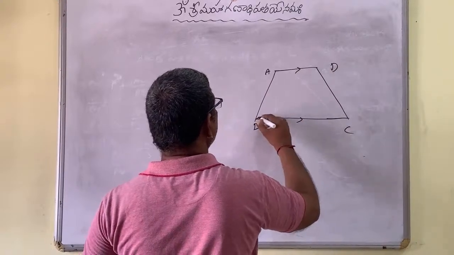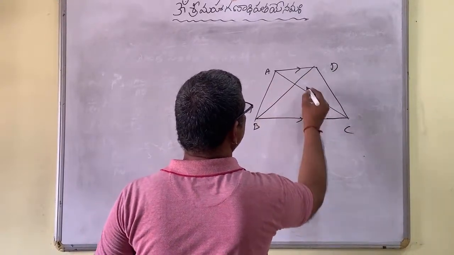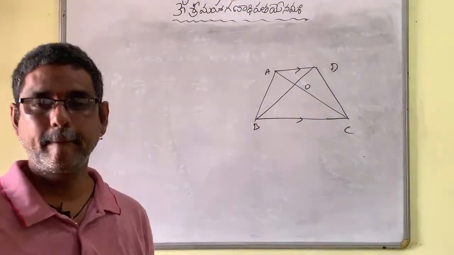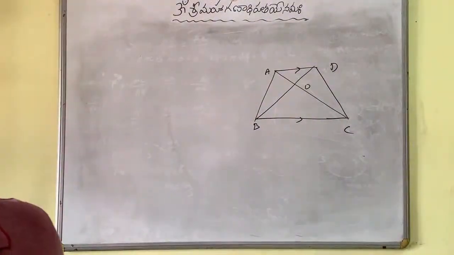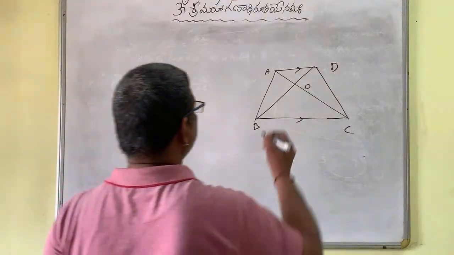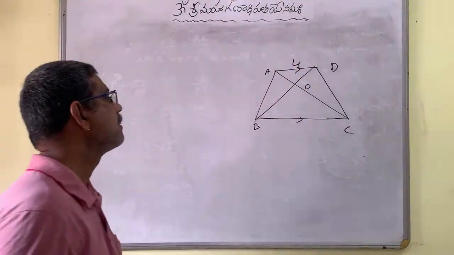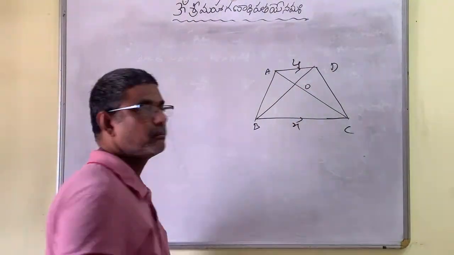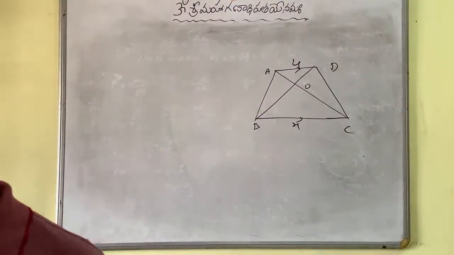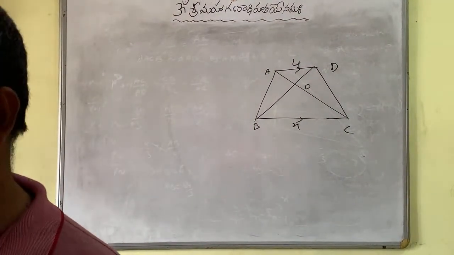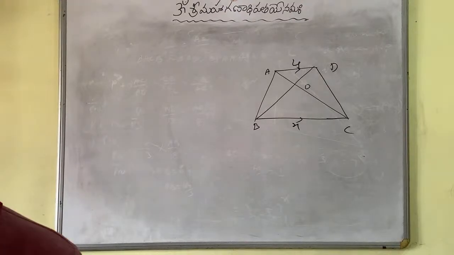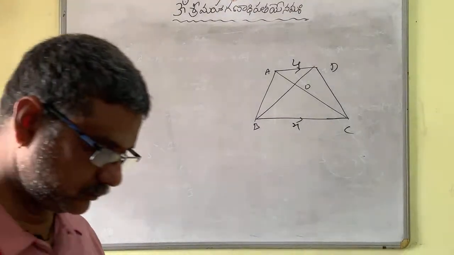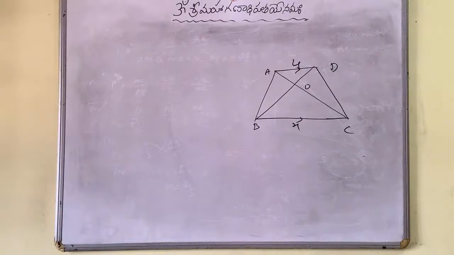Two are parallel. This is O. Okay, this is 4. And we need to find out BC. What to do, children? Anyone? What to do now? Eight centimeters, sir.